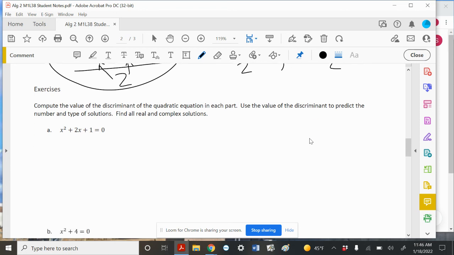And then the next one we're going to go through now, and do some of the problems, examples, and exercises, and then you should be able to start your homework, your exit ticket, and your homework assignment.